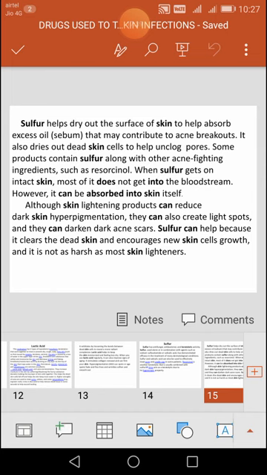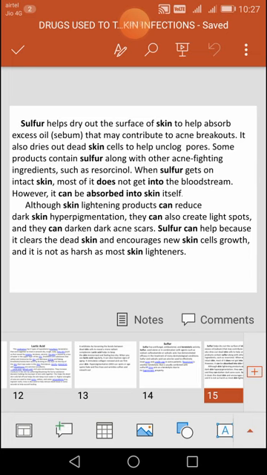Sulfur helps to dry out the surface of the skin and absorb the excess oil, that is sebum, that can contribute to acne breakouts. It also dries out the dead skin cells and helps to unclog the pores, that is, opening of the pores. Some products contain sulfur along with other acne fighting ingredients such as resorcinol. When sulfur comes in contact with the skin, most of it does not get into the bloodstream. However, it can be absorbed into the skin itself.